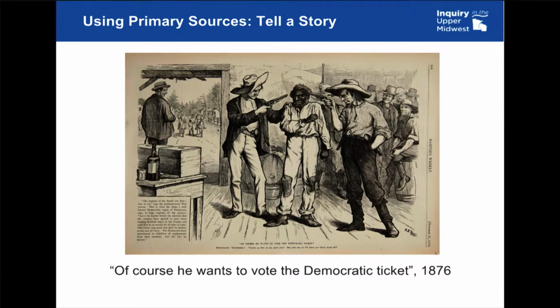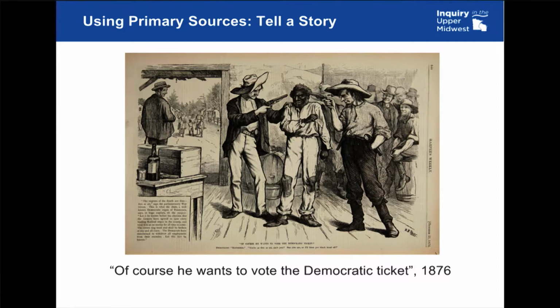So why should we use primary sources? Well, there are a couple of different reasons. They tell an incredible story. So for example, if you're teaching about Reconstruction and the Reconstruction amendments after the Civil War, and you start talking about the 15th Amendment, which granted African American men the right to vote, you could certainly use the 15th Amendment. But take a look at this political cartoon. The caption says, "Of course he wants to vote the Democratic ticket," and it's from 1876.